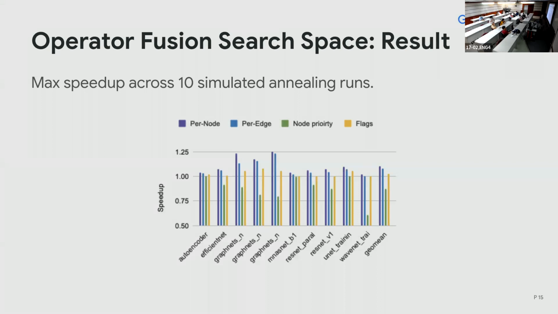Which is somewhat counterintuitive. I think that it's true, if you have longer time to explore exhaustively, then the per edge should be the best for sure. But since the search space is so large, you can't cover all the search space. The per edge ends up having a much larger search space than per node. So in that sense, per node is more effective.